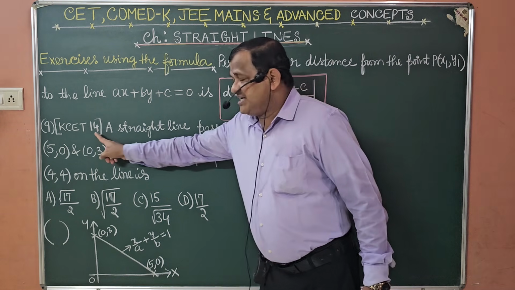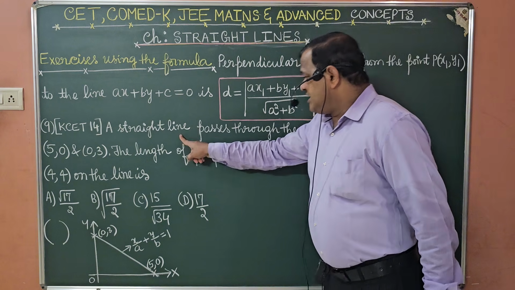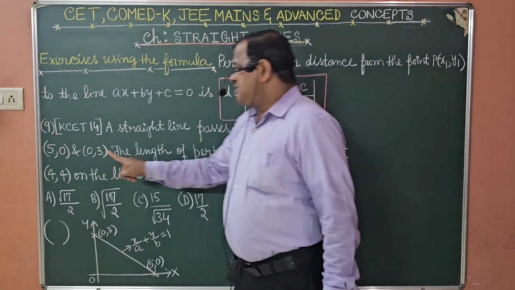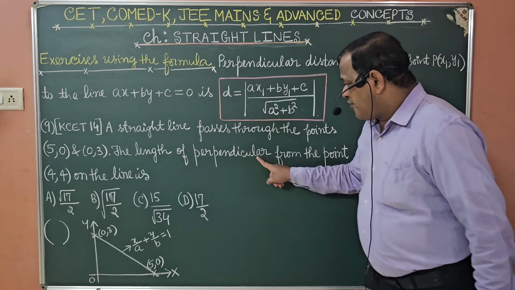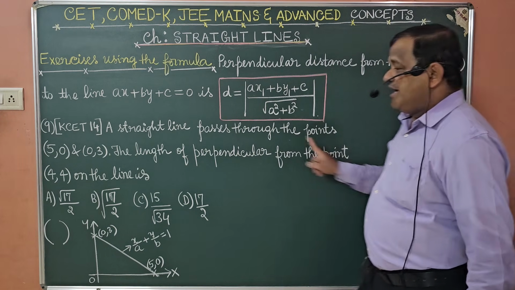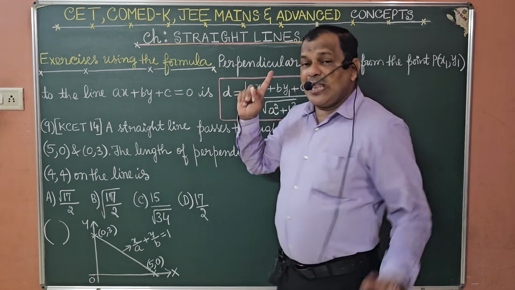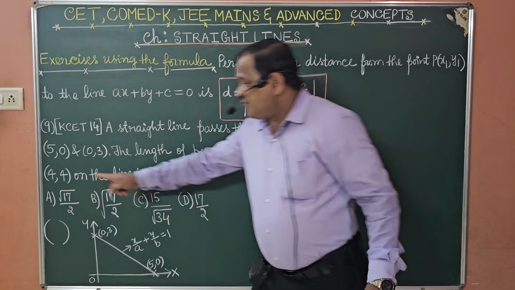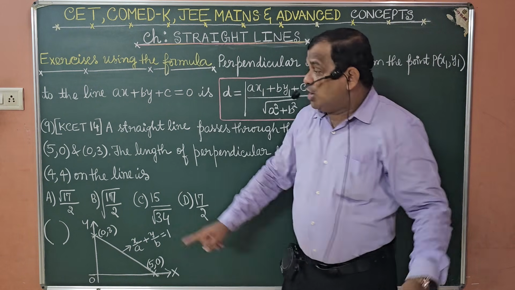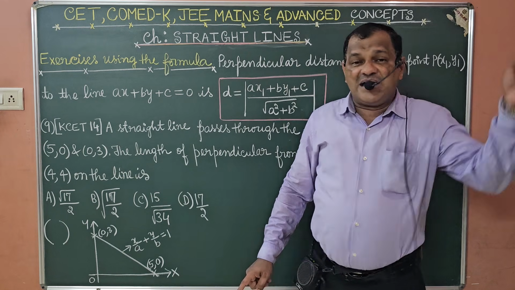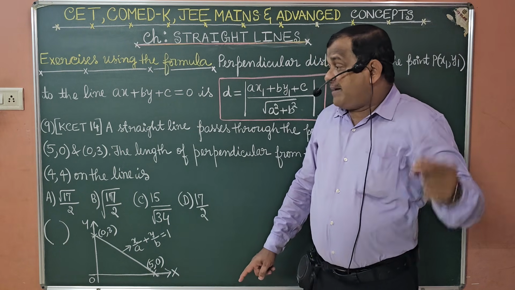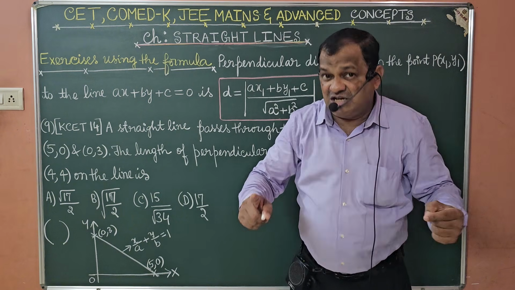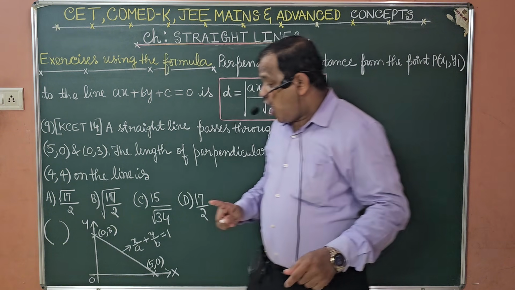So here I have written a KCET question. A straight line passes through the points (5, 0) and (0, 3). Then the length of the perpendicular from the point (4, 4) on the line. That is, we need to find the length of the perpendicular drawn from the point (4, 4) to this line passing through (5, 0) and (0, 3). But we need to find the equation of the line first. So that is why I have drawn here.